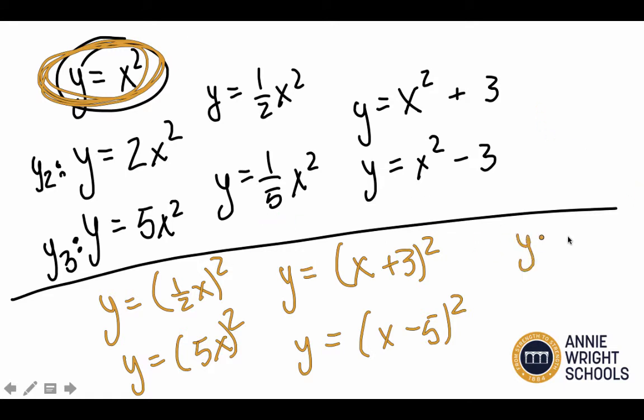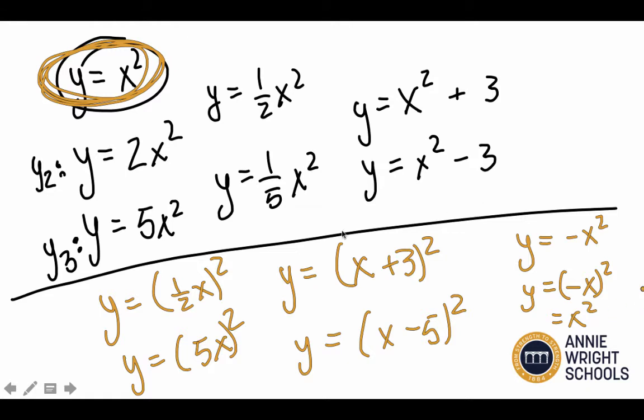Then you can look at y equals negative x squared. Unfortunately, with x squared, there's no difference between that and this. Well, there's a slight difference, yeah. This will flip it down. This will flip it over the y-axis, which looks exactly like itself.